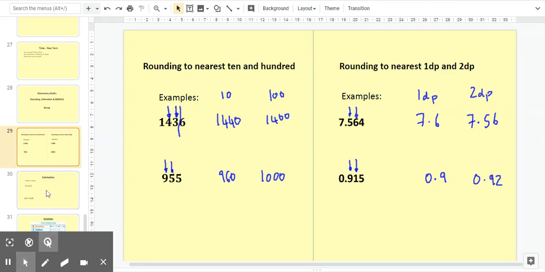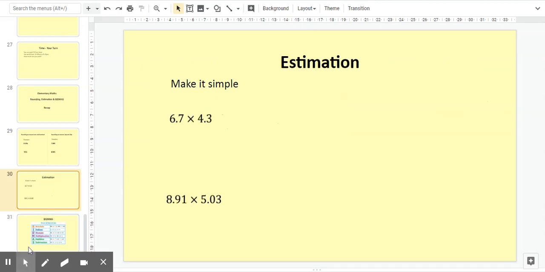That was the rounding that we covered. We also talked about estimation, and we talked about how we could use this to check our answers. The key here is just to make it as simple as possible. So for this first one, we could round the 6.7 to 7, and the 4.3 just to 4. And then we just work it out, so that would give us 28.